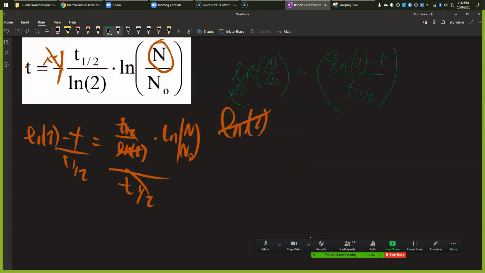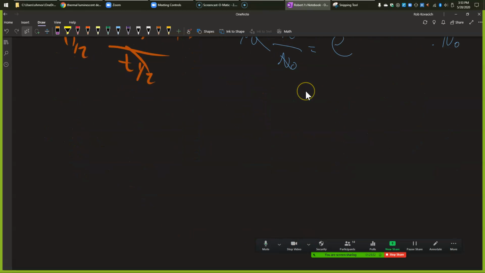Okay, so let's write this again. So now what I have is N divided by N0 equals e with the exponent of negative natural log of 2 times time divided by half-life. And then I multiply this side by N0, multiply this side by N0, and I end up with N is equal to N0 times e to the negative natural log of 2 times time divided by half-life. All right with that? So is that the equation we would use then? If you were asked to answer it like this, then yeah.